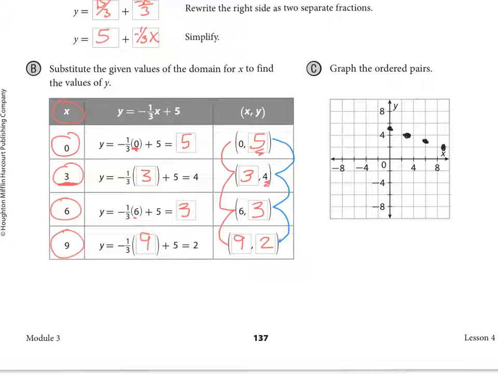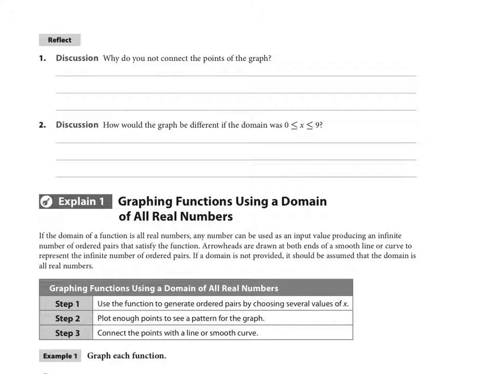And the final thing to recognize here, this is a discrete function. We've talked about discrete. You're not connecting these points because our domain were each independent point of a value of 0, 3, 6, and 9. It is linear, however, we are not connecting them because it is a discrete function. So now we look at these reflect questions, and that's what we just talked about. Why do you not connect the points of the graph? Because this is a discrete function, and our domain were just the values 0, 3, 6, and 9. So you do not connect the points because we're not including any of the values in between.